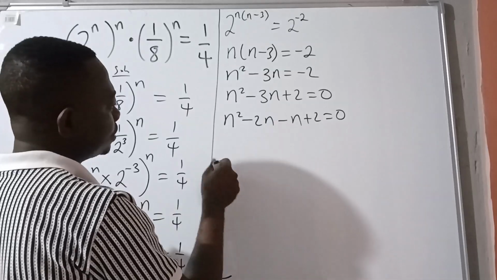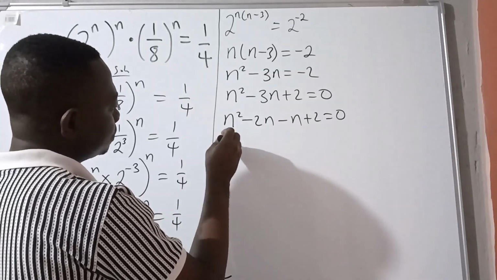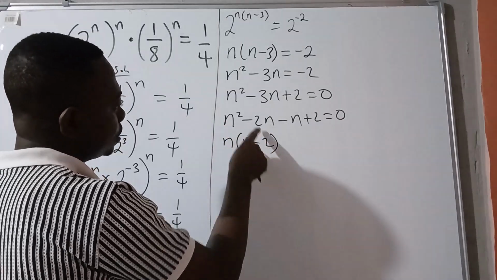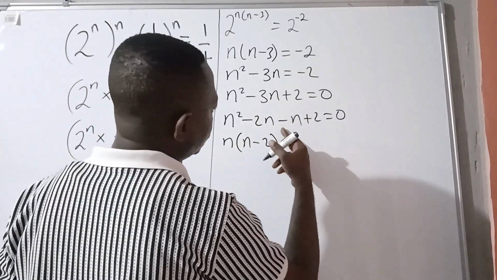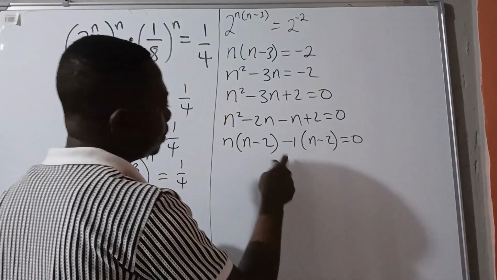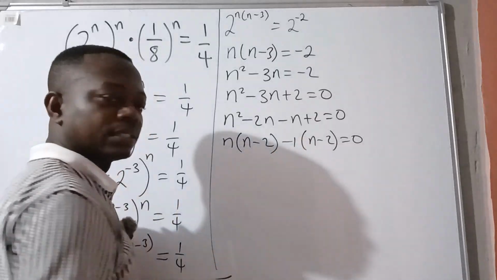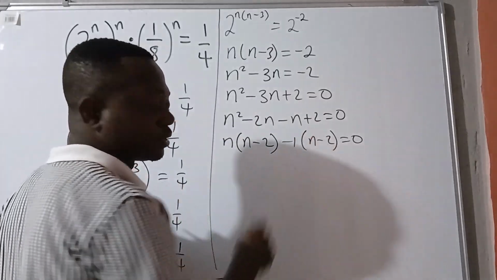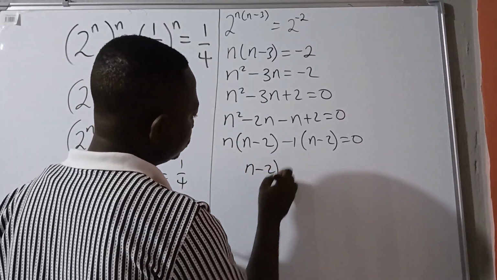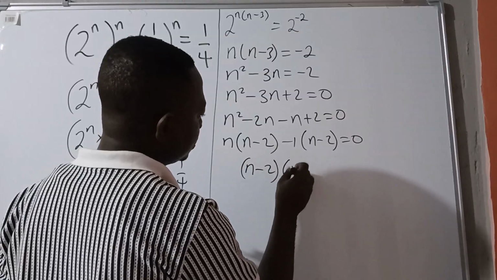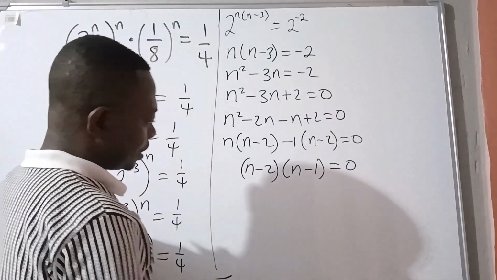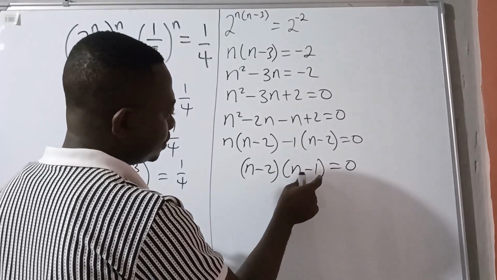Now for the grouping, we can take n out here, and I'm left with n minus 2: n times n squared, n times minus 2 gives minus 2n. Then we can take minus 1 out, and I'll get n minus 2 again: minus 1 times n is minus n, minus 1 times minus 2 is plus 2. So we have n minus 2 in common, and the other factor n minus 1, equals 0. Now we can apply the zero product rule. So this one equals 0, and this one equals 0.